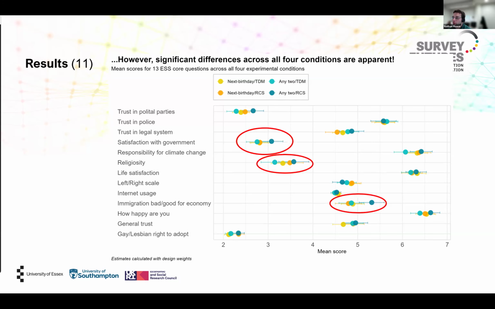I've circled the three questions here where that happened. That is satisfaction with the government, responsibility for climate change, and whether immigration is good or bad for the economy. You can see that the NE2 RCS group, again the one with the lowest response rate, the dark blue, has a point and confidence interval far enough from some of the other cells to be a significant difference.